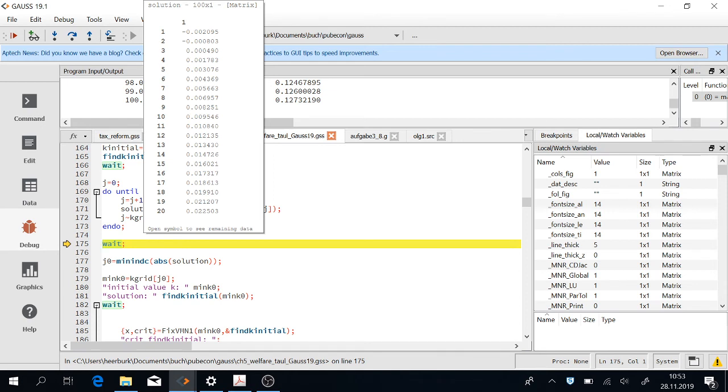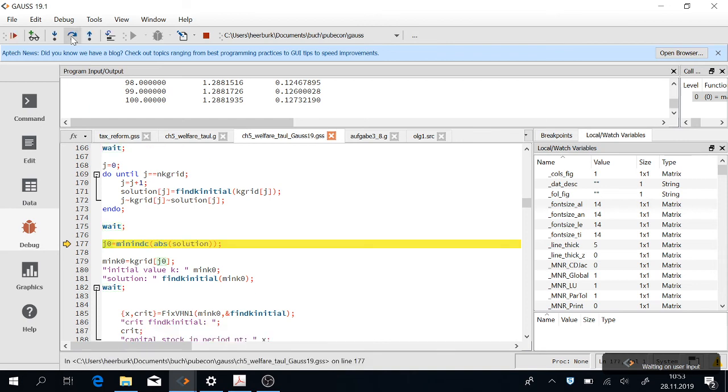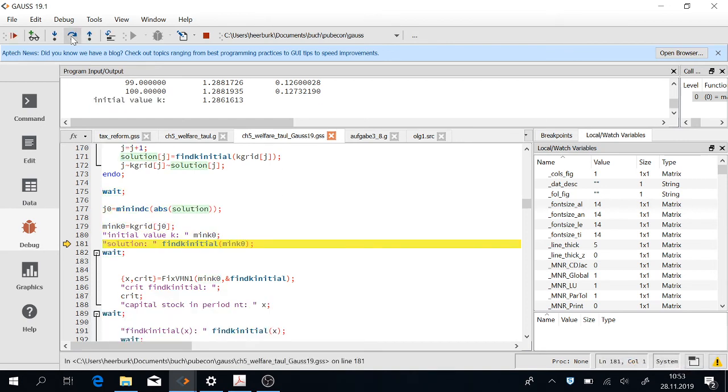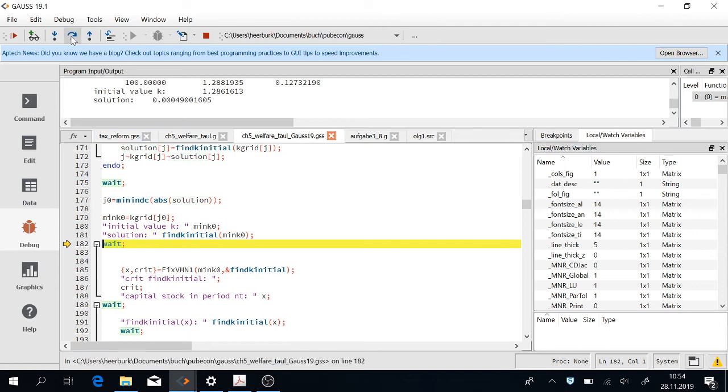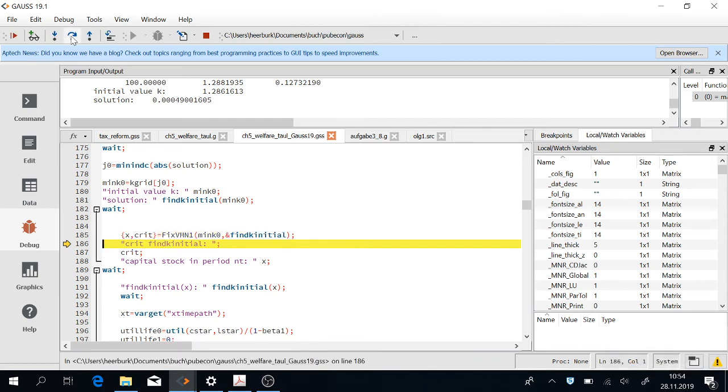We start with an initial guess that's closest to 0, which is determined in the next couple of lines, where we have this initial value, which is the minimum of the absolute value of the solution vector. Our initial value with which we start is 1.2861613. For this case, our procedure find k initial returns a value of 0.00049, so we're already very close to the true solution, which will be determined by the solution of the nonlinear equation problem in line 185.